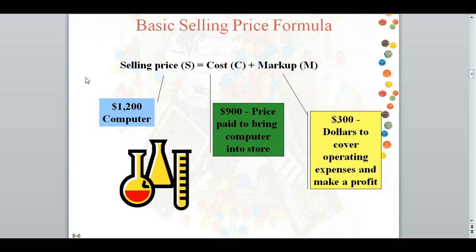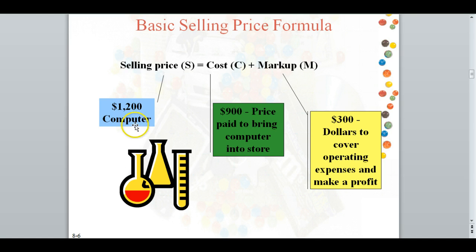Basic selling price formula. So this formula, S equals C plus M, or selling price equals our cost plus our markup. Again, we can manipulate this in a lot of different ways, and we've seen how to do that many times, right? If I want to solve for markup, I'm going to subtract cost and put it on this side. So it would be selling price minus cost equals markup. And we can maneuver that way for what we need to solve for.